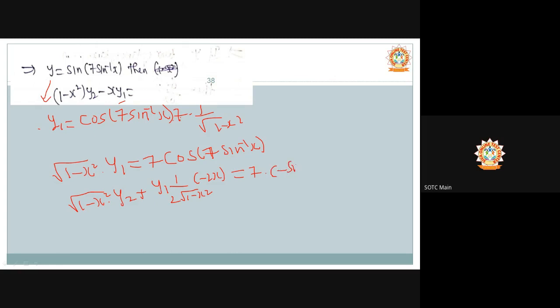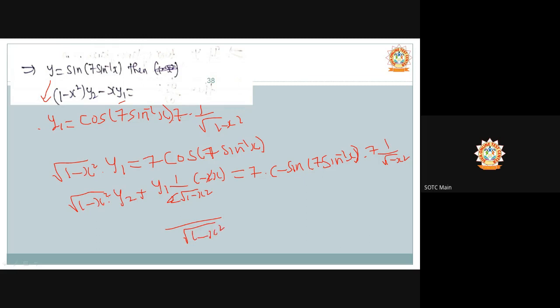Minus sin 7 sin inverse x. Then again you have the differentiation of 7 sin inverse x. It will become 7 into 1 by under root 1 minus x square. Right? So now what will become? If you send this under root 1 minus x square to this side, or if you take LCM here, what LCM will become? These two will get cancelled here. LCM is under root 1 minus x square.